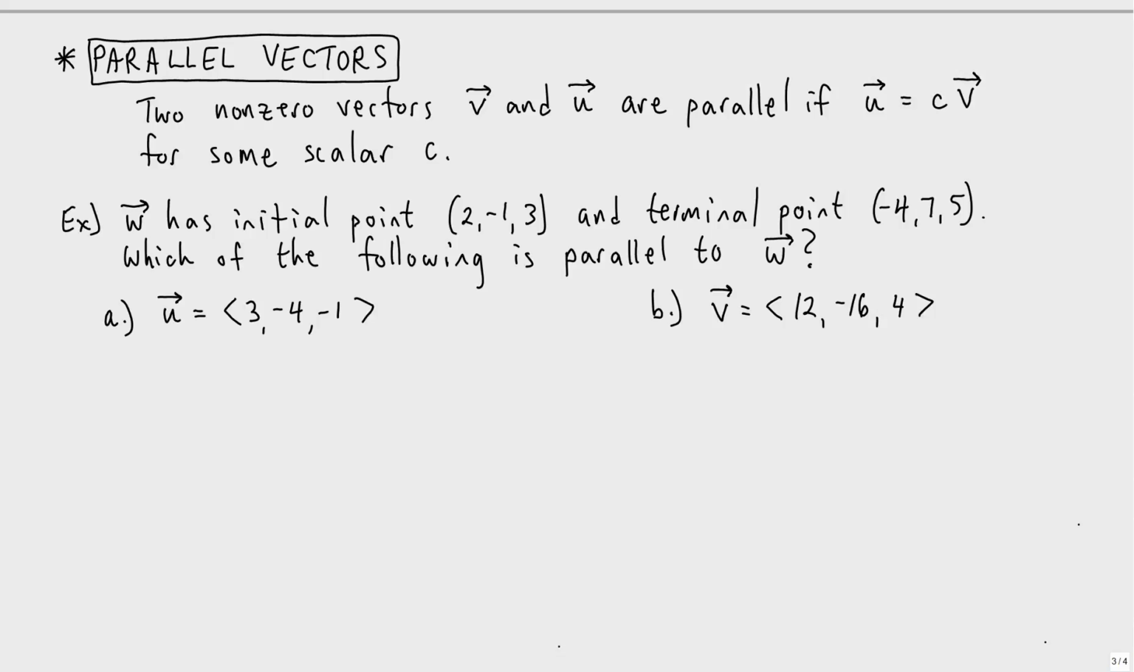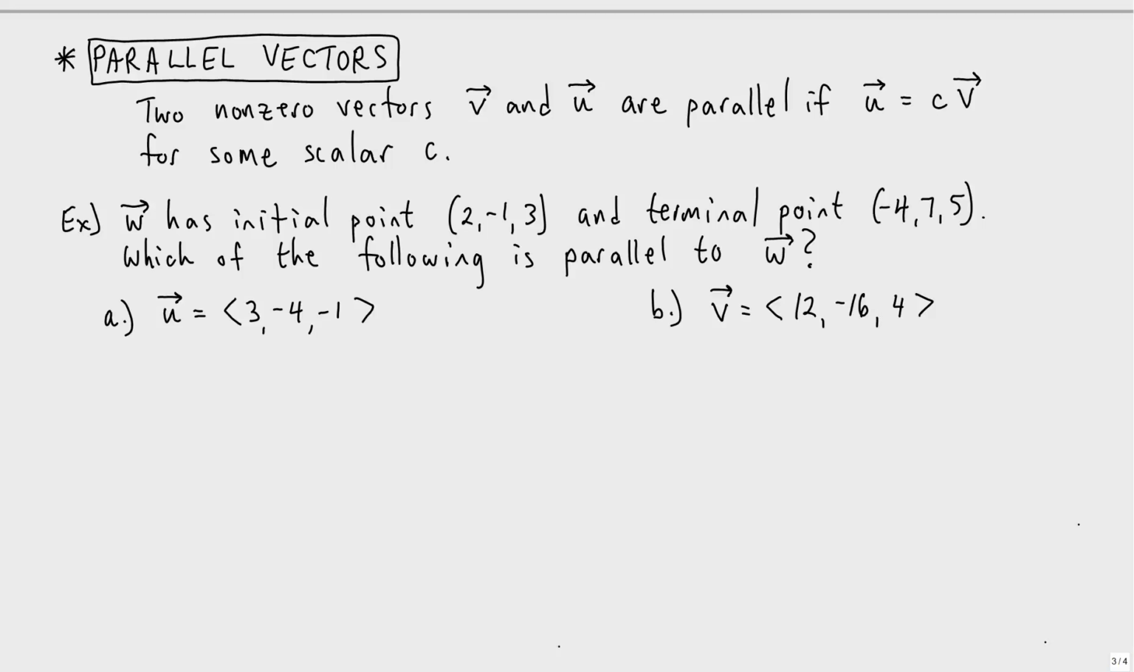Okay, so what do we mean by parallel vectors? We're going to say that two non-zero vectors, v and u, are parallel if one of them is a scalar multiple of the other. So if, let's say, vector u is a scalar multiple of v, then we're going to say they're parallel. All we need is one of them to be a scalar multiple of the other, and then we're going to say that they're parallel.